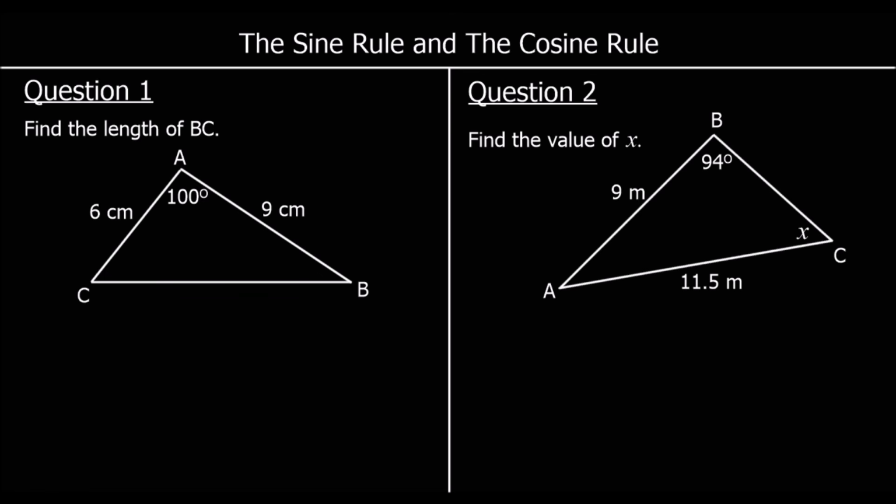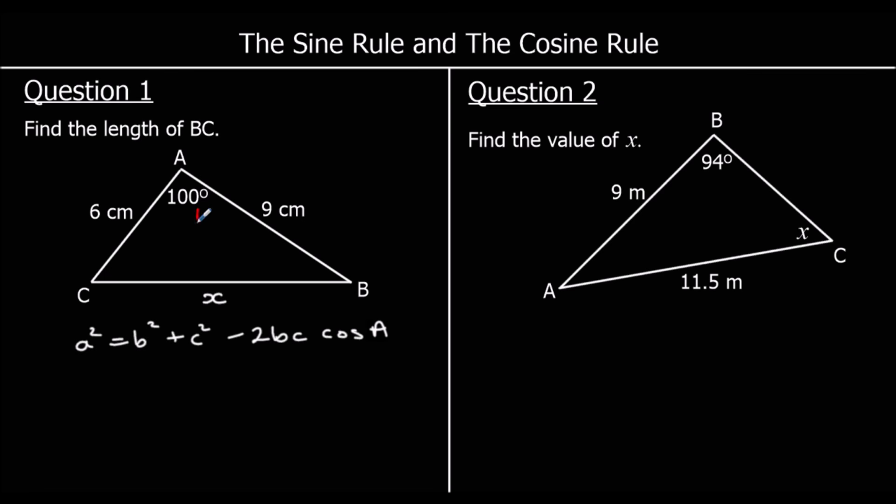And let's finish up with 2 questions. Find out the answers to these, either using the sine rule or the cosine rule. Right, the first one, find the length of BC. So that is B to C, this length. We know the other 2 lengths and the angle between them, so we can use the cosine rule. So the cosine rule says a squared equals b squared plus c squared minus 2bc cos A.